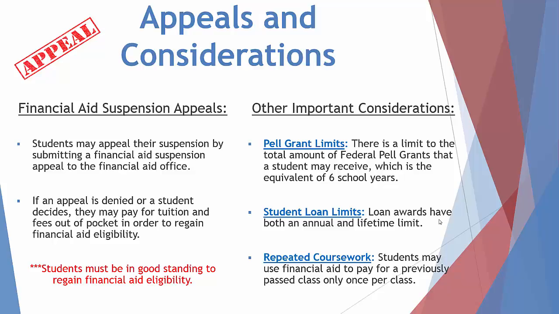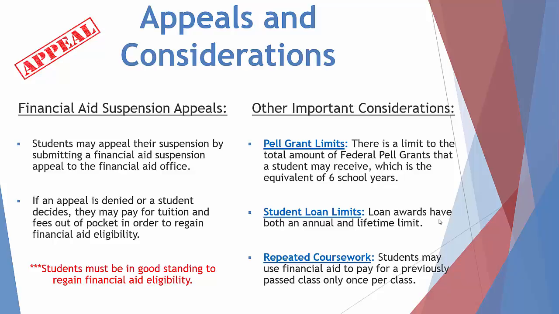Students may appeal their suspension by submitting a financial aid suspension appeal to the financial aid office. If an appeal is denied or a student decides they may pay for tuition and fees out of pocket in order to regain financial aid eligibility by taking classes, students must be in good standing to regain financial aid eligibility.